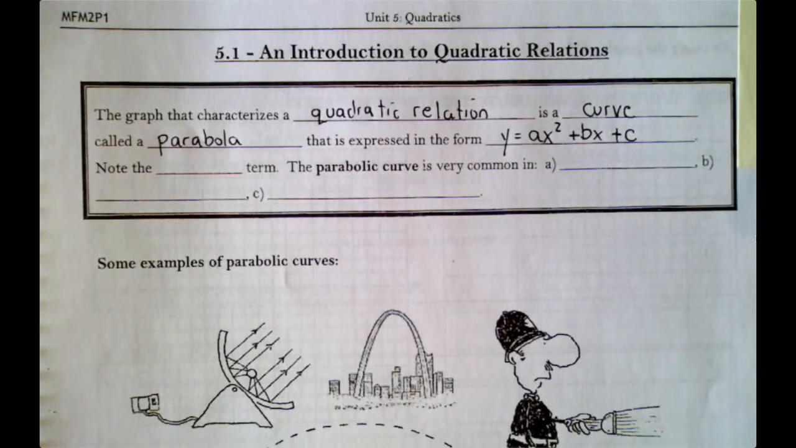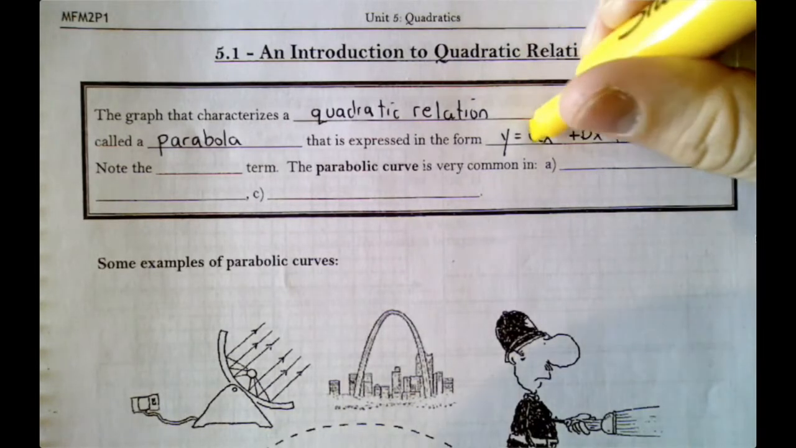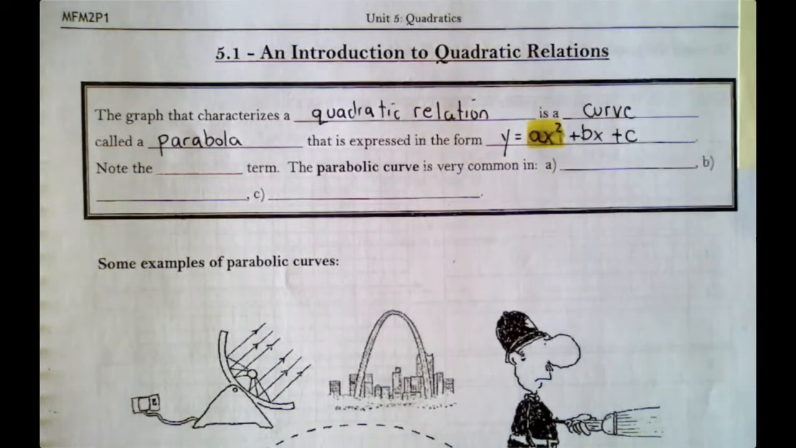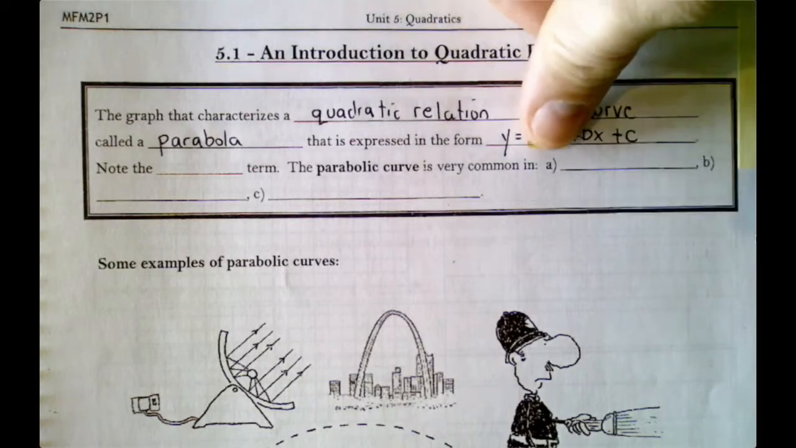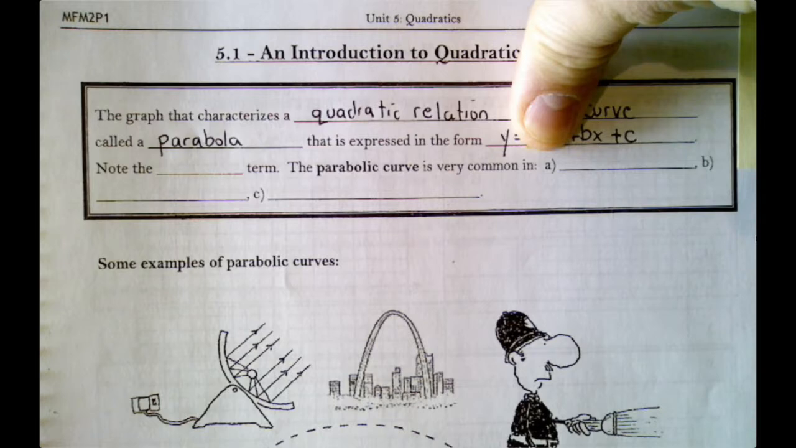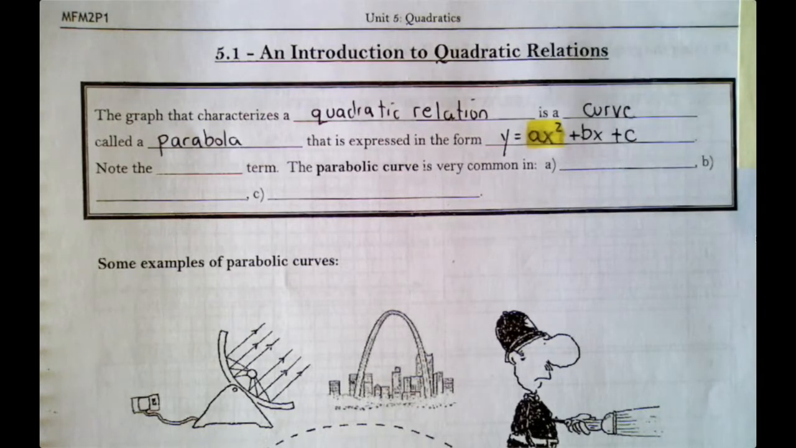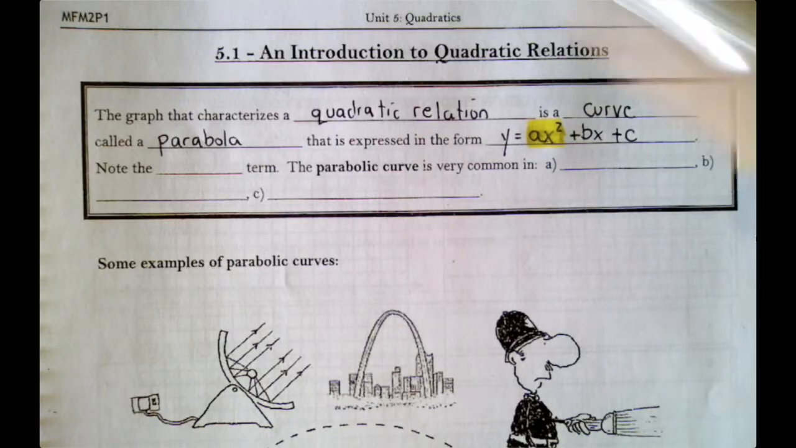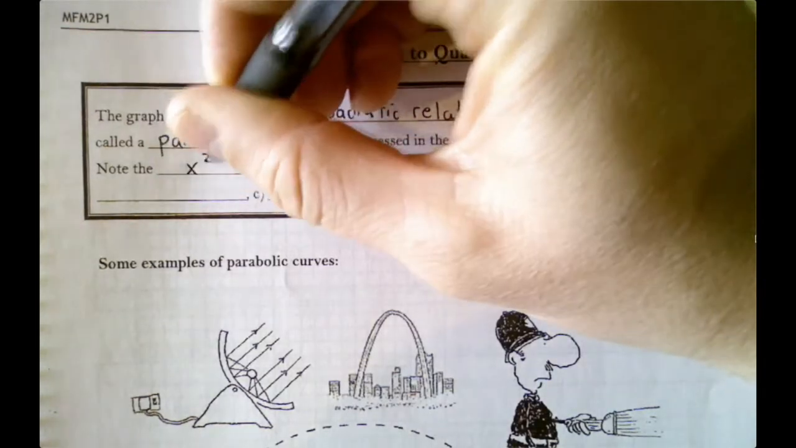And the key here is this term, ax squared. Because if we ignore that term, we just have y equals bx plus c, which is very much like the equation of a line, y equals mx plus b. It's just different letters in front of the x and after the x. But it would just be a line. This ax squared term is what makes it a quadratic relation, that x squared term.